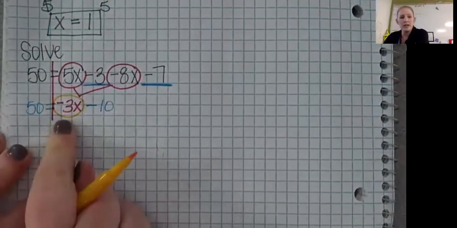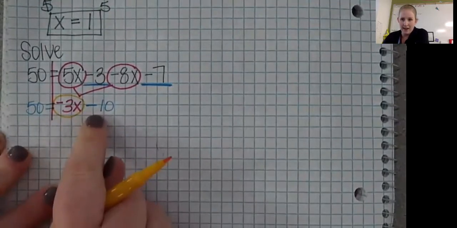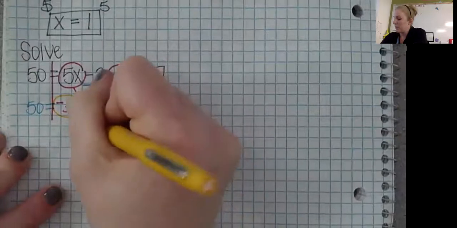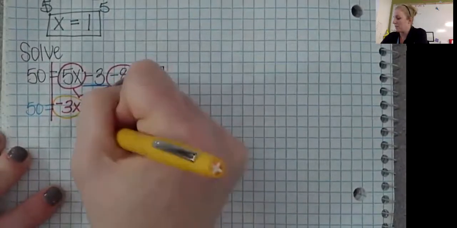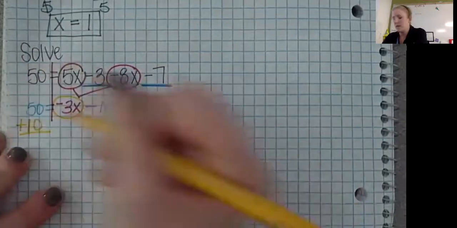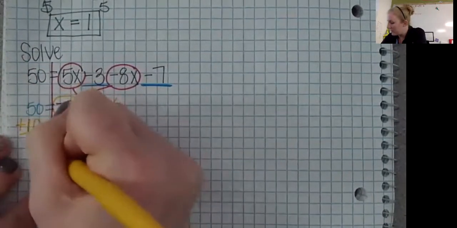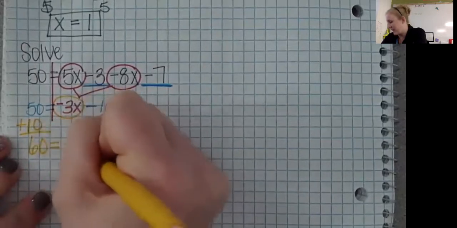This is what I'm trying to get by itself. So what is the opposite of subtracting 10? It would be to add 10. So mark that out. Add 10. 50 plus 10 is 60. Bring down your equals, bring down your -3x.